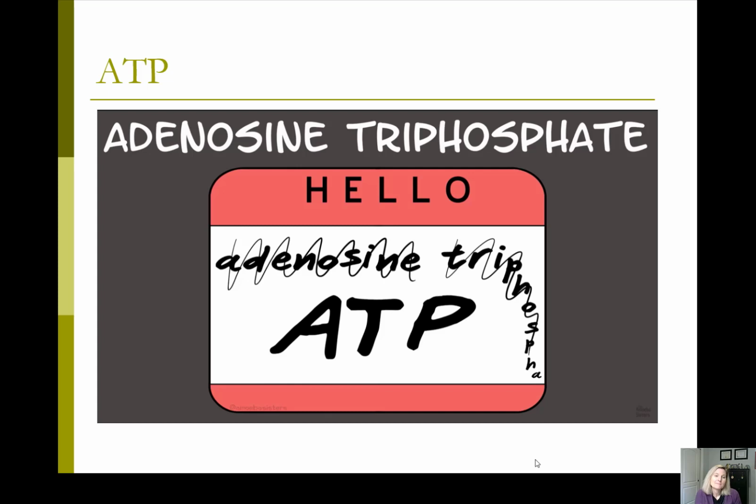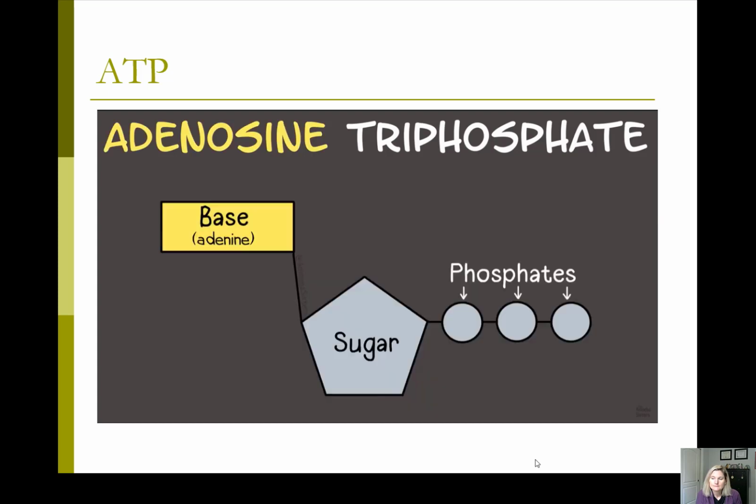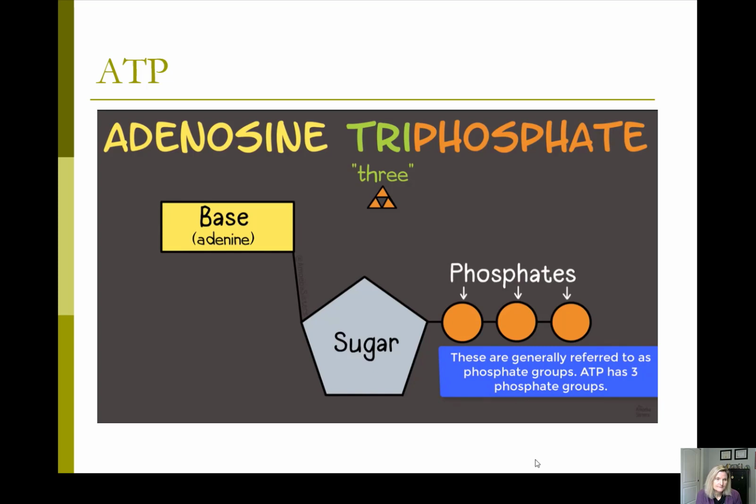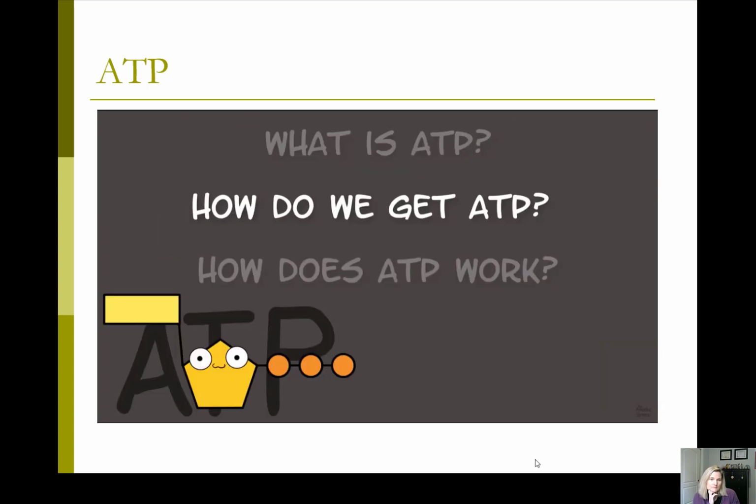ATP is short for its full name, adenosine triphosphate. This fancy name is helpful as it tells you that it contains the nitrogenous base known as adenine and three phosphates, hence the tri in adenosine triphosphate. Its sugar is ribose.